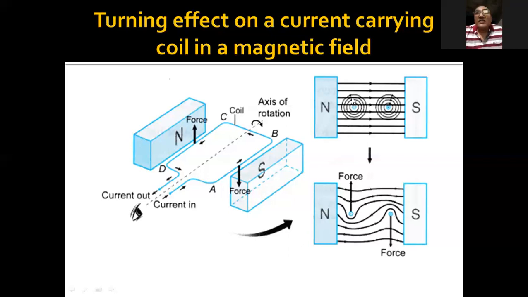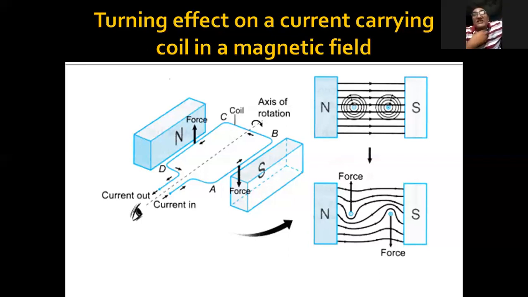For this CD conductor, above it, the magnetic field lines due to this conductor and the magnetic field lines due to the north and south have the opposite direction. But in the bottom, they have the same direction. So below this conductor, the magnetic field will become stronger, and above this conductor, the magnetic field will become weaker. So this conductor will move from stronger magnetic field towards weaker magnetic field, so it will experience a force in the upward direction. So the AB side will experience a force in the downward direction, and the CD side will experience a force in the upward direction. So the AB will go down and the CD will go up, and this coil will rotate in the clockwise manner.